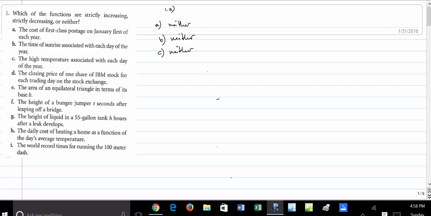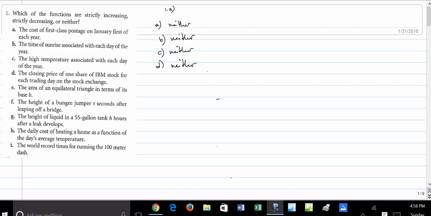The closing price of one share of IBM stock for each trading day on the stock exchange. The closing price can be higher or lower, so it varies. So I would say for D, neither as well.